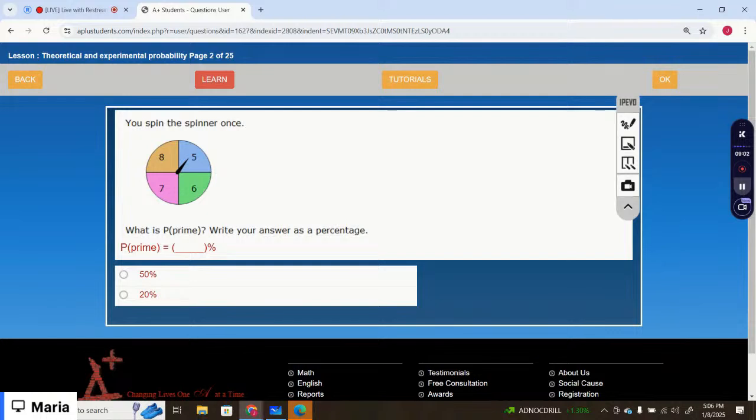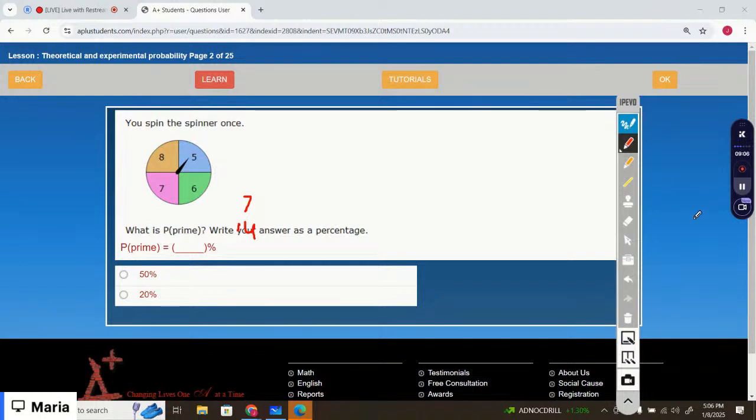You spin the spinner once. What is the probability of prime numbers? What are the prime numbers? The numbers that can only be divisible by 1 or itself are the prime numbers, right? So two of the numbers are prime here. 5 and 7 are the prime numbers because they can be divisible only by 1 and itself.